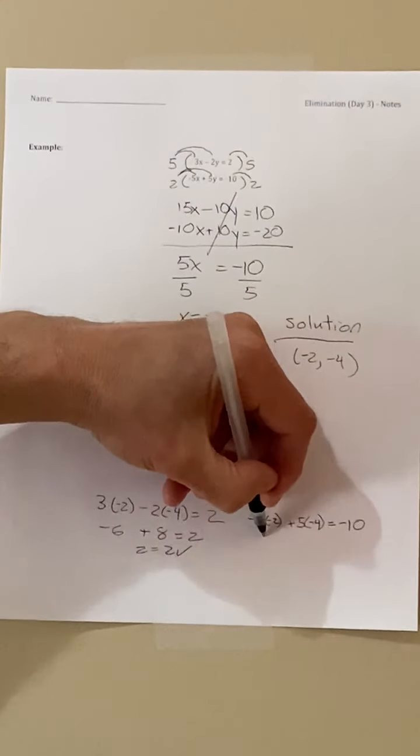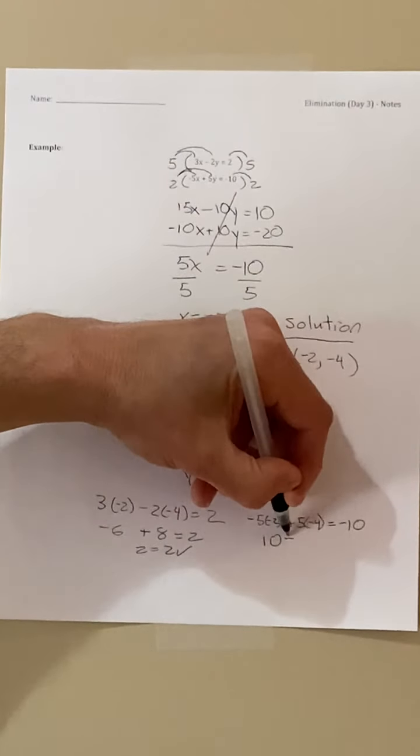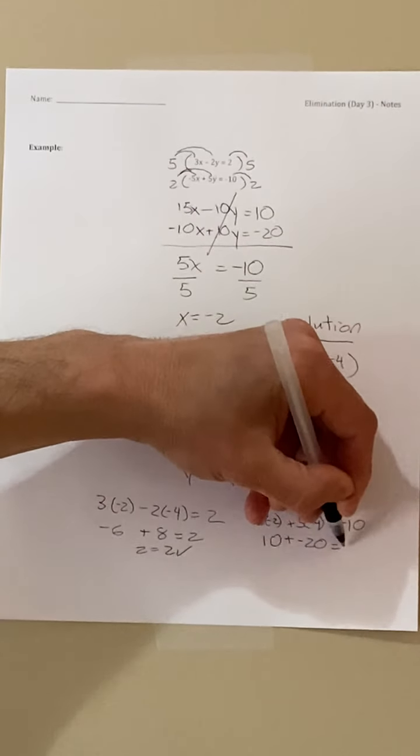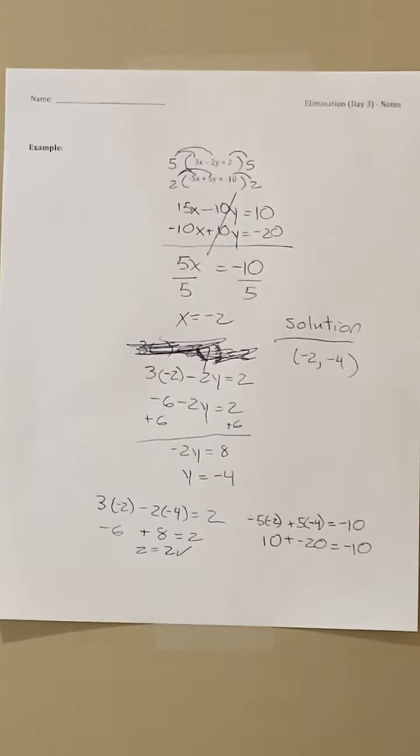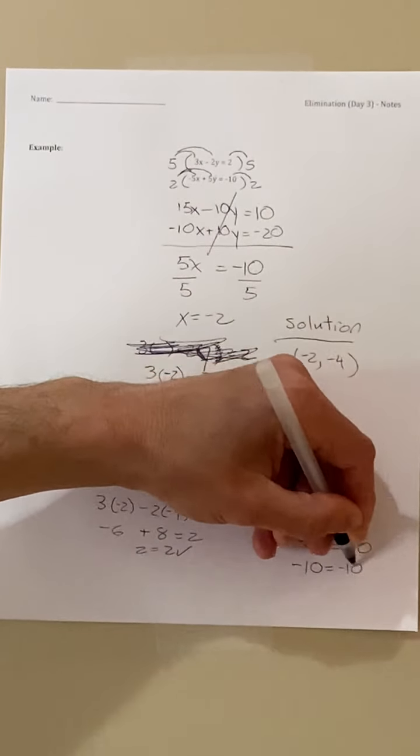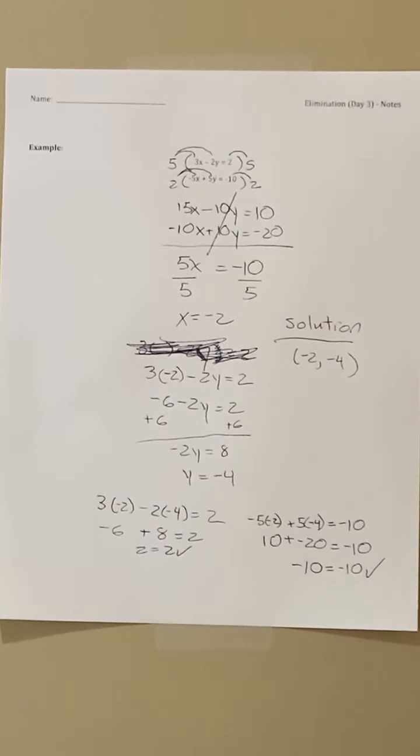-5 times -2 gives me a +10. 5 times -4 is -20 equals -10. 10 plus -20 is -10. And that also checks. So now you should be ready to begin today's lesson.